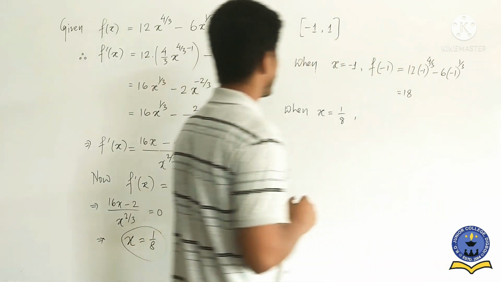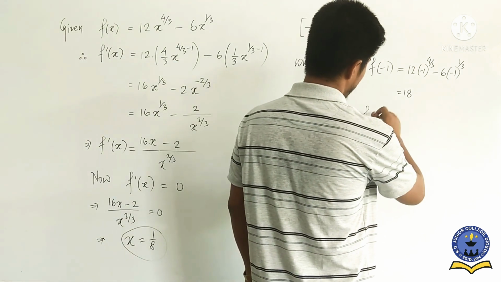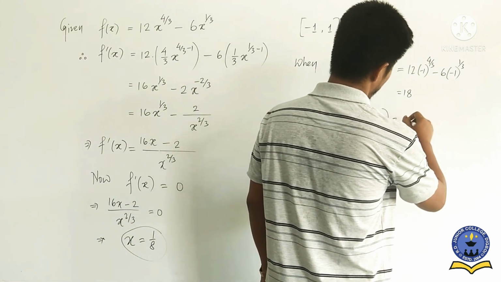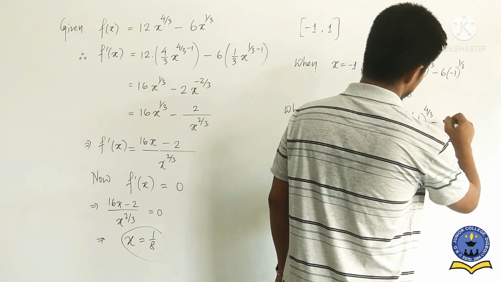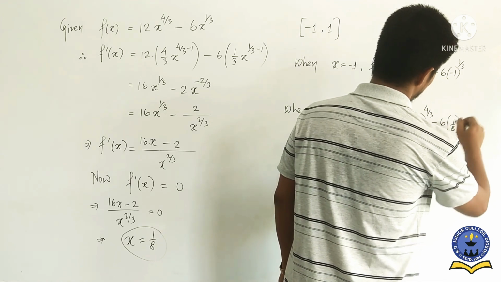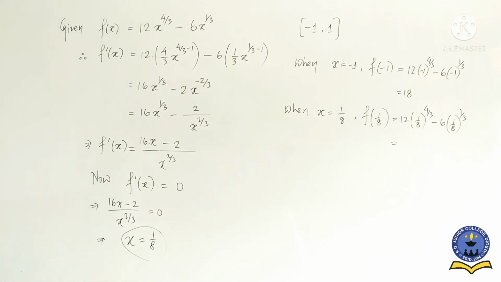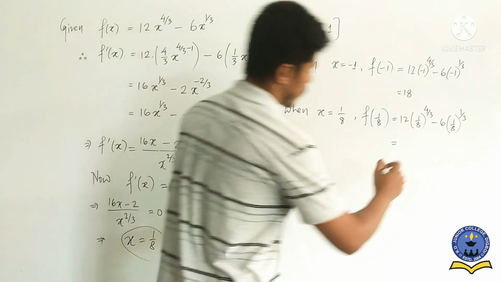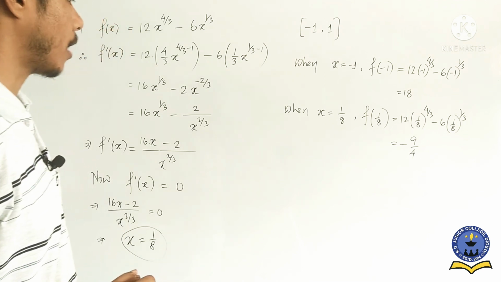So second thing, when you put x equals 1 by 8, where do we have to put? Again in the given function. So you have to write f of 1 by 8. So f of 1 by 8 means 12 into 1 by 8 to the power 4 by 3 minus 6 into 1 by 8 to the power 1 by 3. And if you calculate this result, then the answer here we get how much? Minus 9 by 4. Is it clear? So you have to calculate this one, and then we get minus 9 by 4.